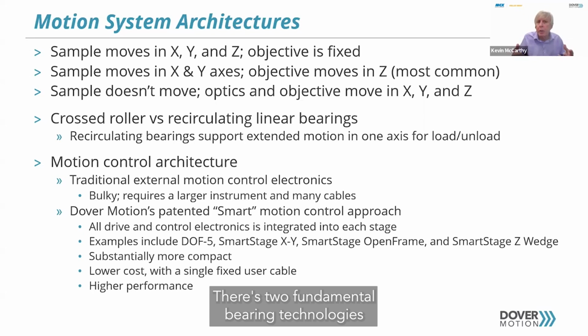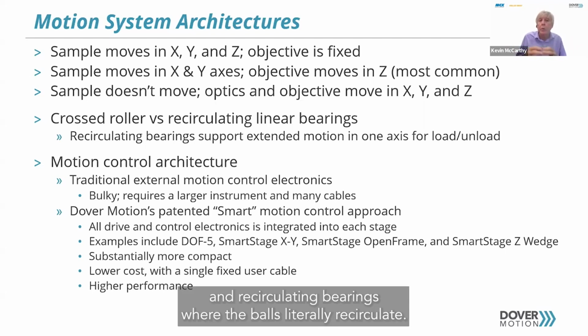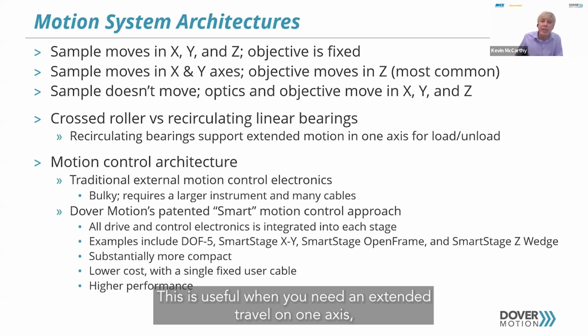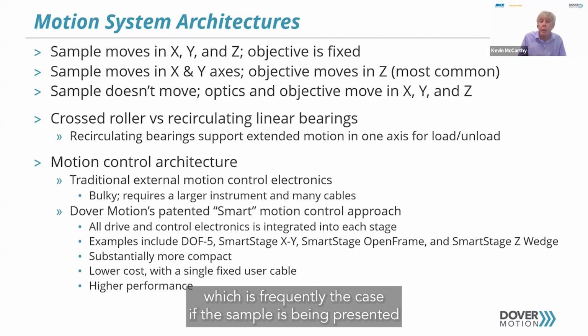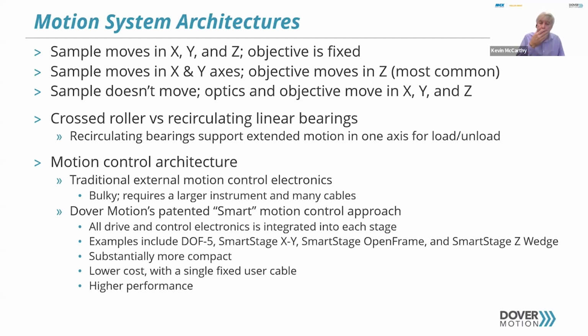There's 2 fundamental bearing technologies: crossed roller, which provides the smoothest performance, and recirculating bearings, where the balls literally recirculate. This is useful when you need an extended travel on one axis, which is frequently the case if the sample is being presented to an operator for loading and unloading.